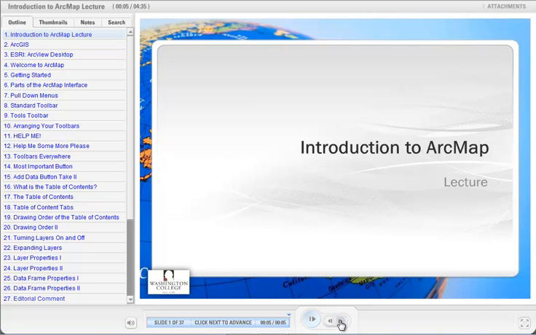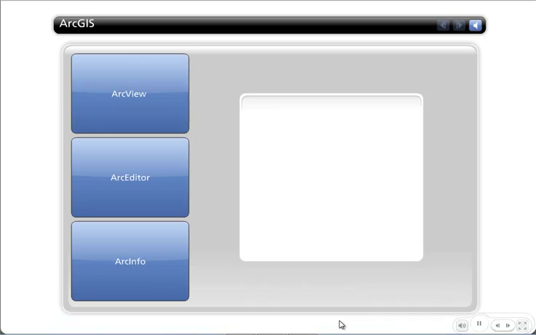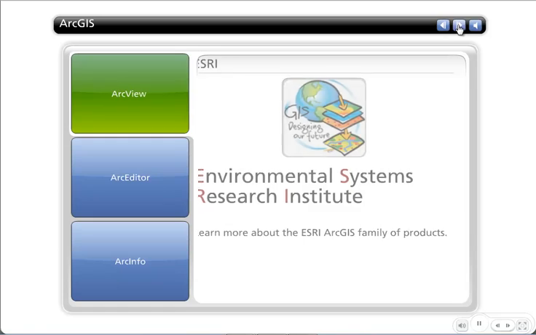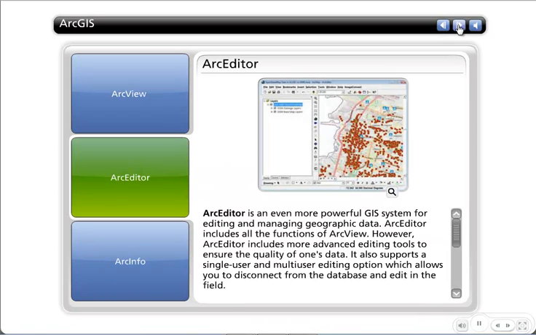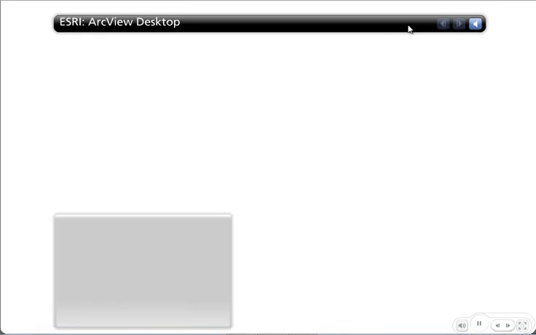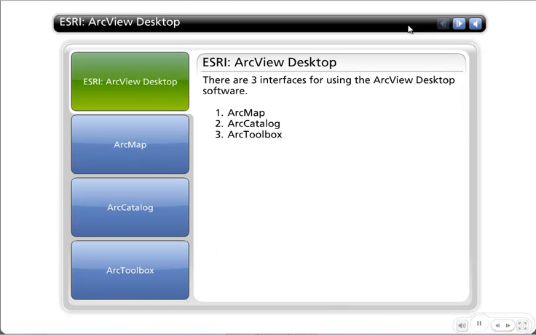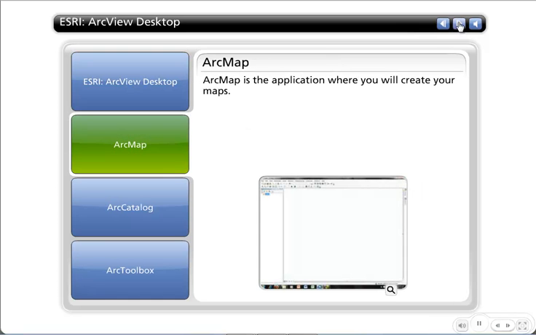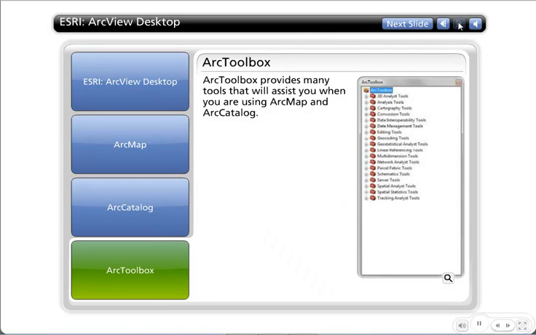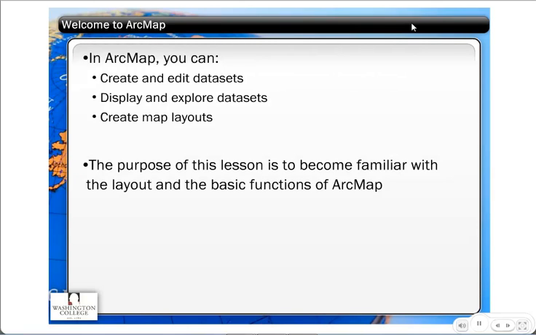Now, as a little bit of review, we talked about this in What is GIS? ArcGIS really has three product levels: ArcView, ArcEditor, and ArcInfo. And within all of these, we share standard user interfaces for all three product levels. We have ArcMap, we have ArcCatalog, and we have ArcToolbox. This lecture and this lesson is really focused on ArcMap.